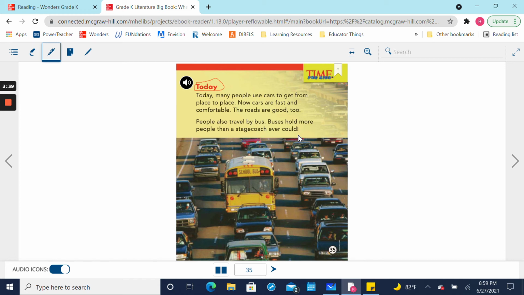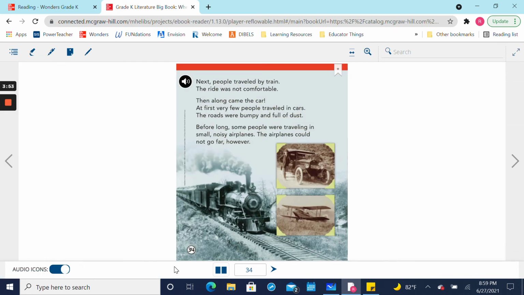So I have one quick question for my friends. How are trains and planes today different from the trains and planes of long ago? So if we go back, we can look at some of the older trains and some of the older planes. Brainstorm and talk about the different ways that an older train and an older plane is different from a plane or train of today.